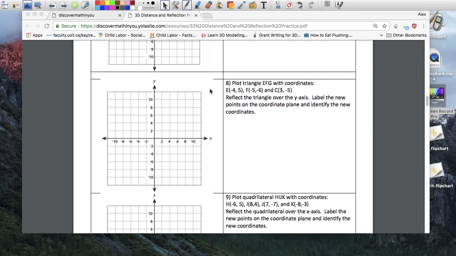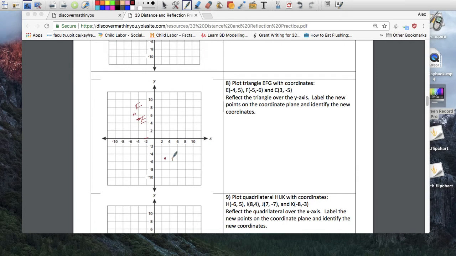Number 8, negative 4 and 5. And again, we're reflecting this over the y-axis. So let me find negative 4 and 5. So that's point E. Point F is negative 5 and 6. Negative 5 and negative 6. Point G, I should make this triangle, 3 and negative 5. 3 positive and negative 5 up. Negative 5 down.